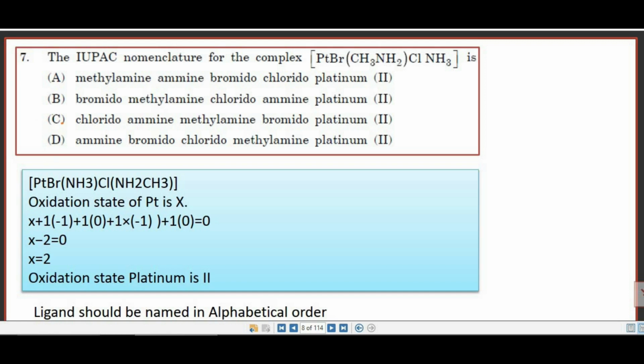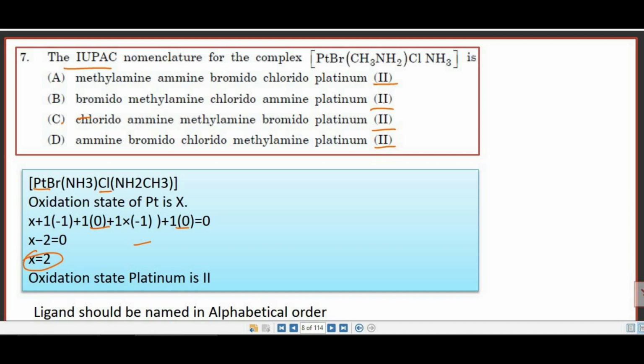Question number 7. The IUPAC nomenclature of the complex. A complex has been given. First we calculate the oxidation number. For platinum it's X, bromine is -1, ammonia is 0, chlorine is -1, and NH2CH3 is 0. So the total oxidation number gives X equal to +2. Hence in these 4 options, platinum oxidation is given as +2.